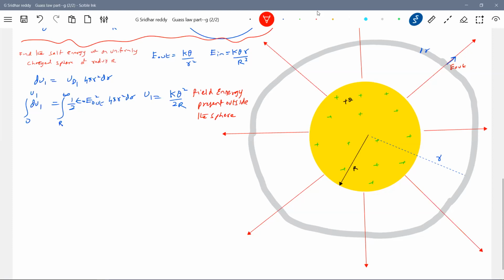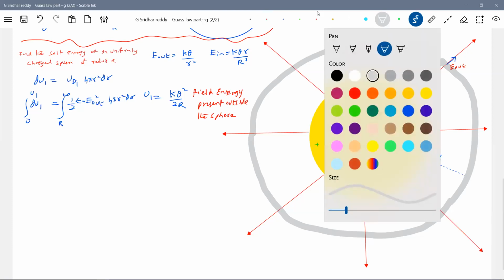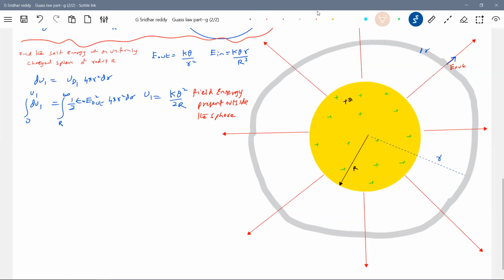outside the sphere. Now, similarly, I want field energy inside the sphere. So for that, what shall I do? Okay, assume one more thin shell. So let the radius of this be x. Let me write, because small r I took already. Let the thickness be dx.